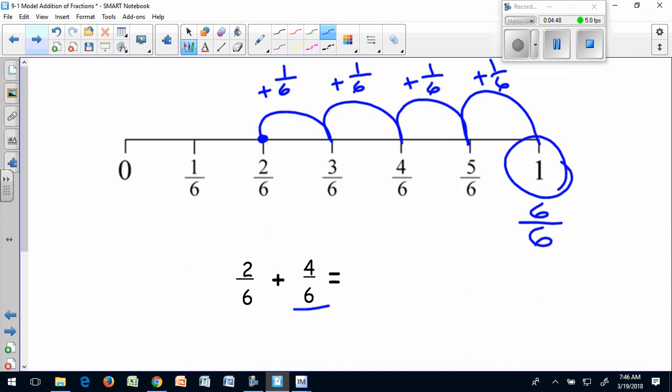Looking back at my fractions, I add my numerators. 2 plus 4 equals 6, and I keep my denominators the same, and I get the same answer. 2/6 plus 4/6 equals 6/6.